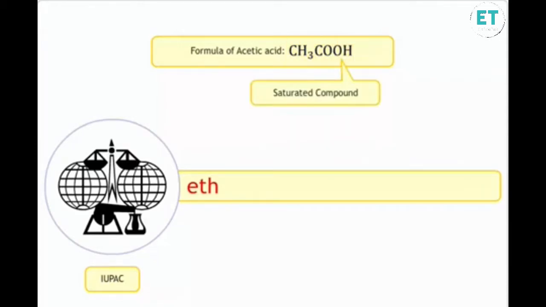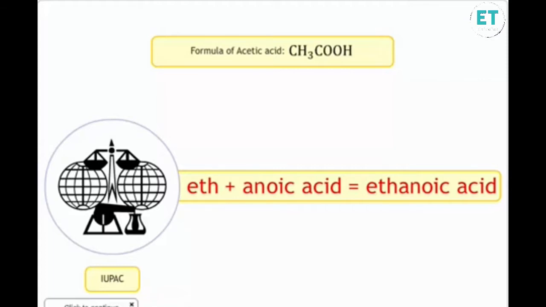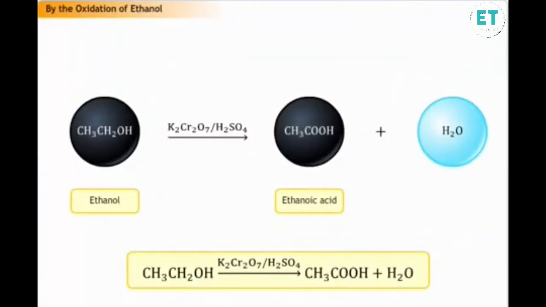As it is a saturated compound, it is given the suffix -ane. However, due to the presence of the functional group COOH, a secondary suffix oic acid is added instead of E. Therefore, the IUPAC name for acetic acid is written as ethanoic acid. In the laboratory, ethanoic acid is prepared by the oxidation of ethanol. Ethanol is treated with acidified potassium permanganate or acidified potassium dichromate to oxidize it to ethanoic acid.